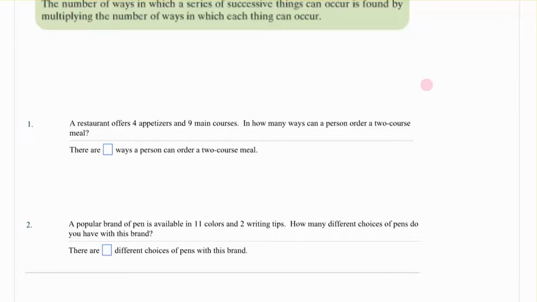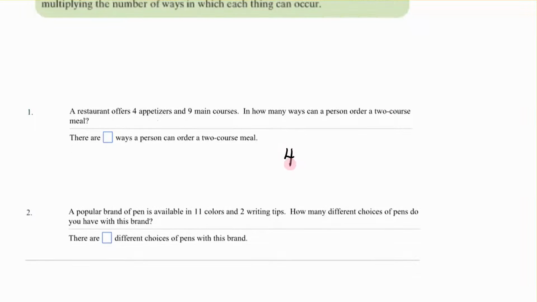A restaurant offers 4 appetizers and 9 main courses. In how many ways can a person order a 2-course meal? Using the fundamental counting principle, there are 4 possible appetizers, and I'm going to multiply that by 9 possible main courses. That means there are 36 ways. And that's all there is to it. Let's look at number 2.